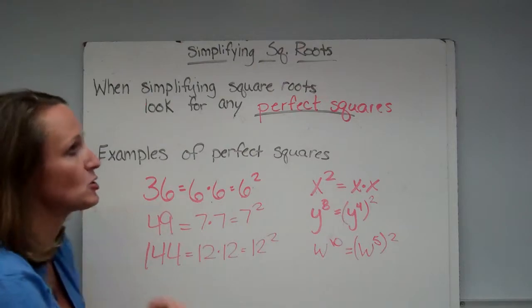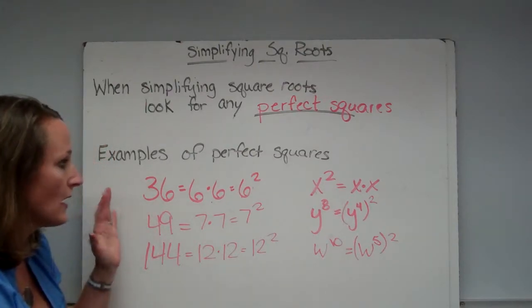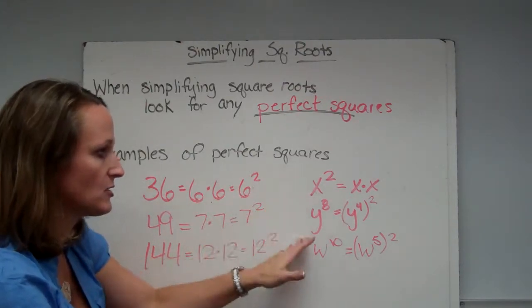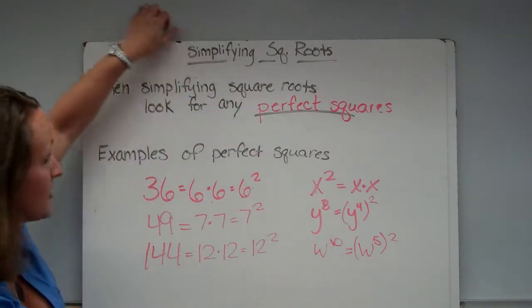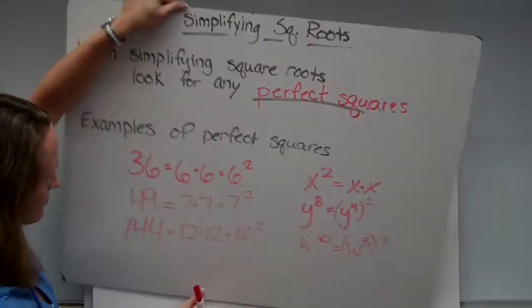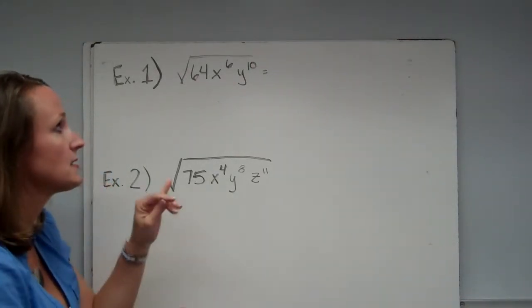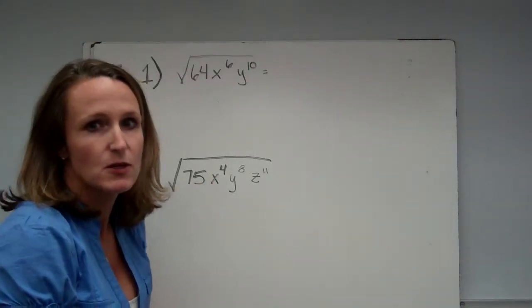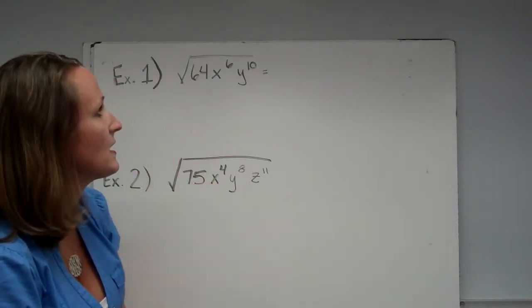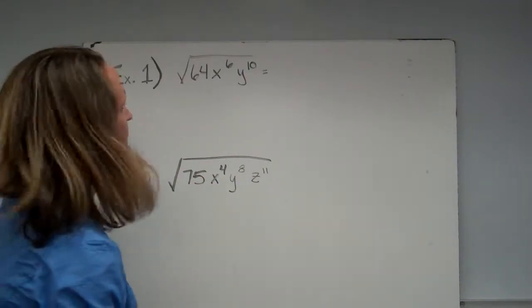So these are examples of perfect square expressions, and so are these. When you're breaking down square roots, you want to look for not only this, but also this. So let's look at some examples. 64, x to the 6th, y to the 10th. What you want to do first is break this down into pieces that are perfect squares.